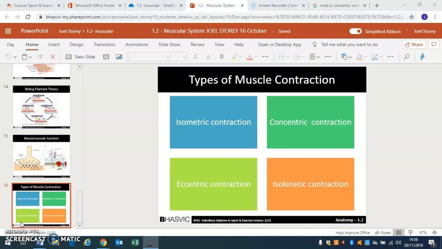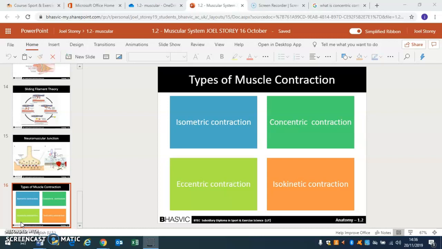Secondly, concentric contraction is when tension is caused in the muscle, meaning that it shortens, and as it shortens, generates enough power to lift or perform the contraction needed. For example, when curling in a bicep curl.